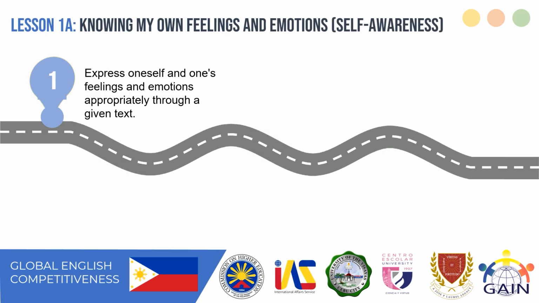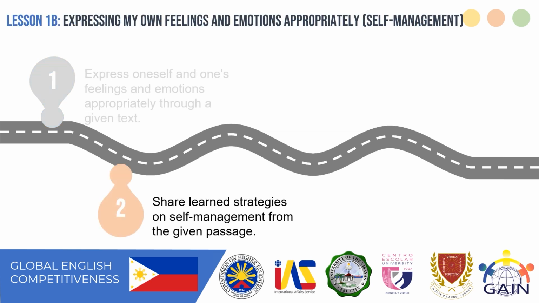As you can remember, we have already covered our first can-do objective, where you expressed your feelings and emotions appropriately through a given text. This time, let's focus on our second can-do objective, to share learned strategies on self-management from the given passage.